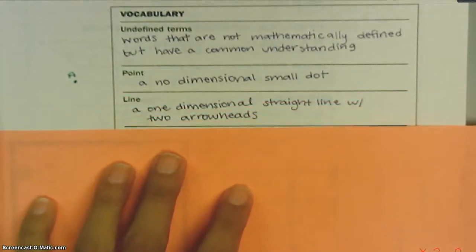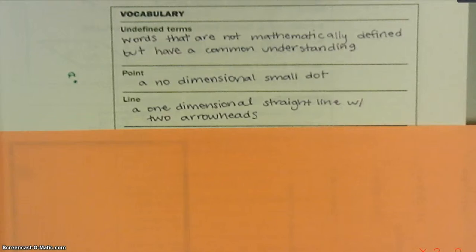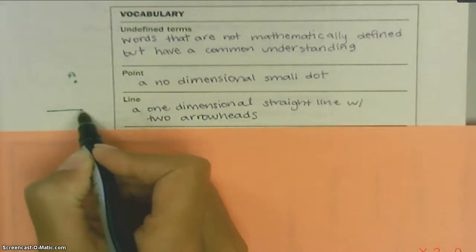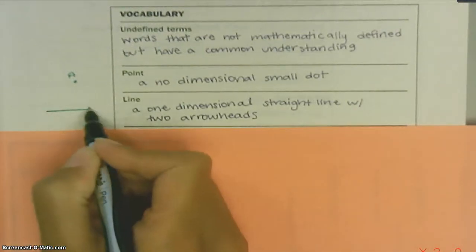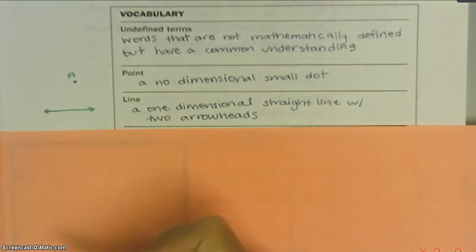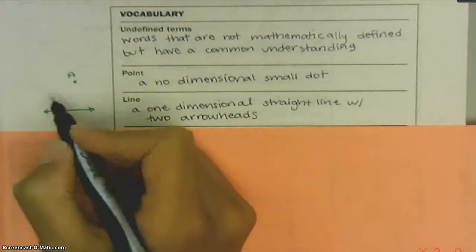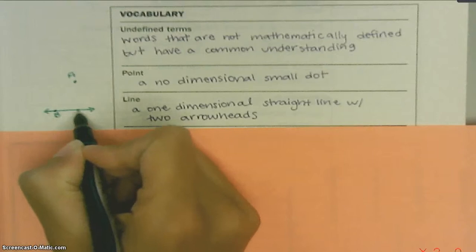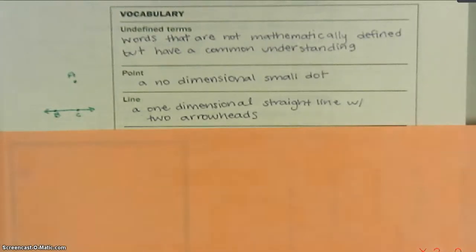A line is a one-dimensional straight, has to be straight, line with two arrowheads. So let's give that a draw. So a straight line with two arrows, and we need to have at least 2 points on our line so we can name this appropriately. So let's do B and C. So there is a one-dimensional straight line.